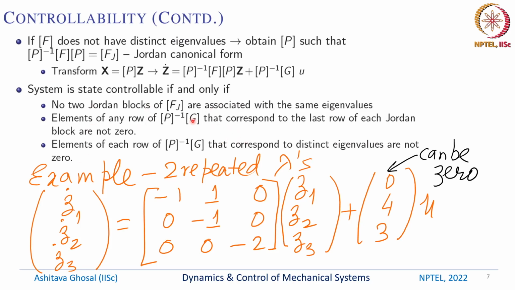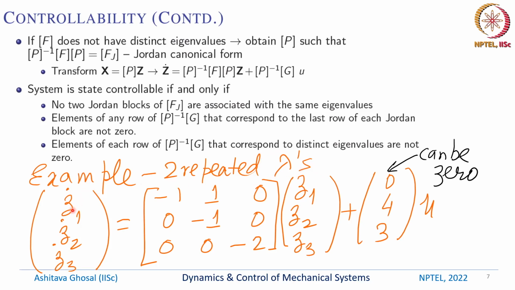However, if you have a Jordan block, then it's a little bit more complicated. If you think about it, the second condition is that elements of any row of P inverse G that corresponds to the last row of each Jordan block are not 0. That is sort of obvious. So as an example, let's consider two repeated eigenvalues.